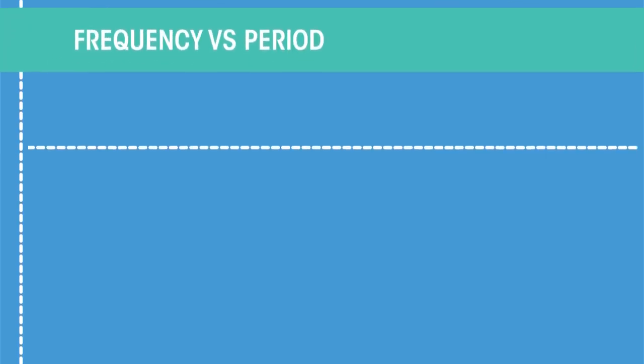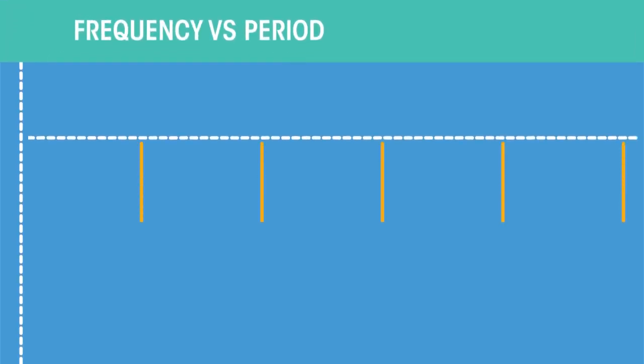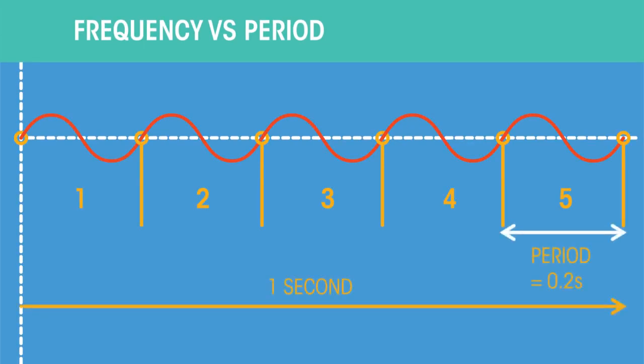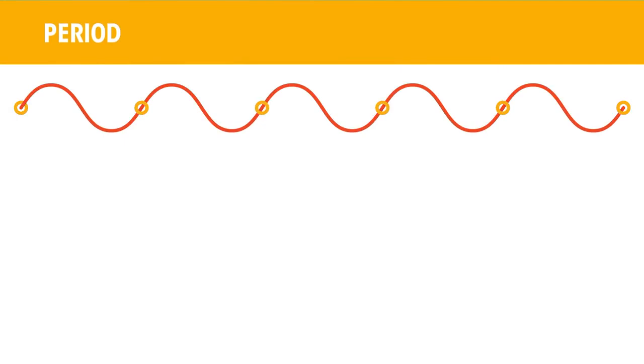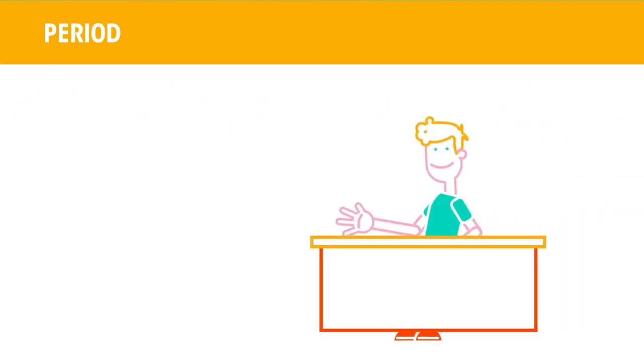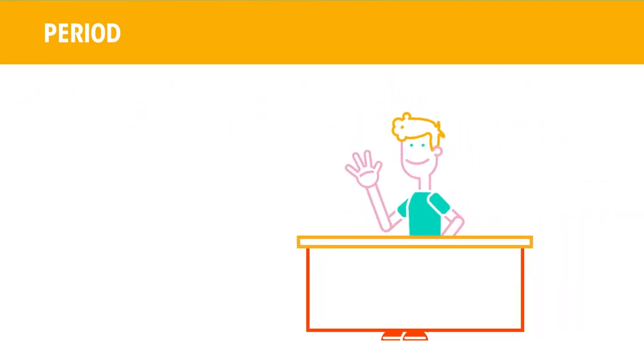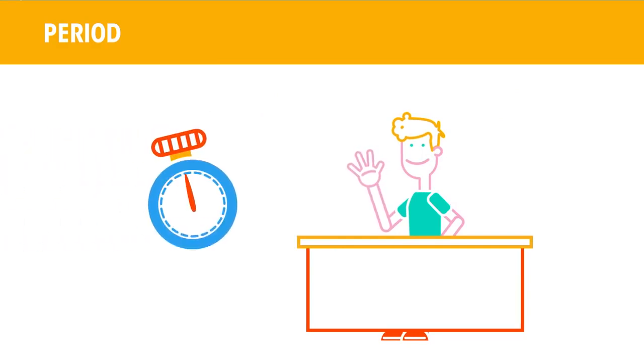The frequency and period are often confused. The frequency refers to how often something happens, whereas the period refers to the time it takes to happen. The period of a wave is the time for one complete cycle, so the time taken for one person to stand up, wave, and sit down. This would be measured in seconds.